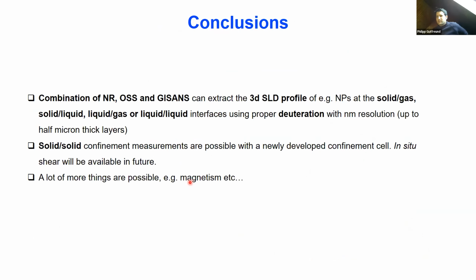So with this, I want to wrap up. So I hope I could show you that by a combination of specular reflectometry, of specular scattering and GISANS, we can extract a 3D SLD profile of these systems at these different interfaces. And the main advantage here is using deuteration with neutrons. We have this confinement cell in development, but I missed a lot, of course.